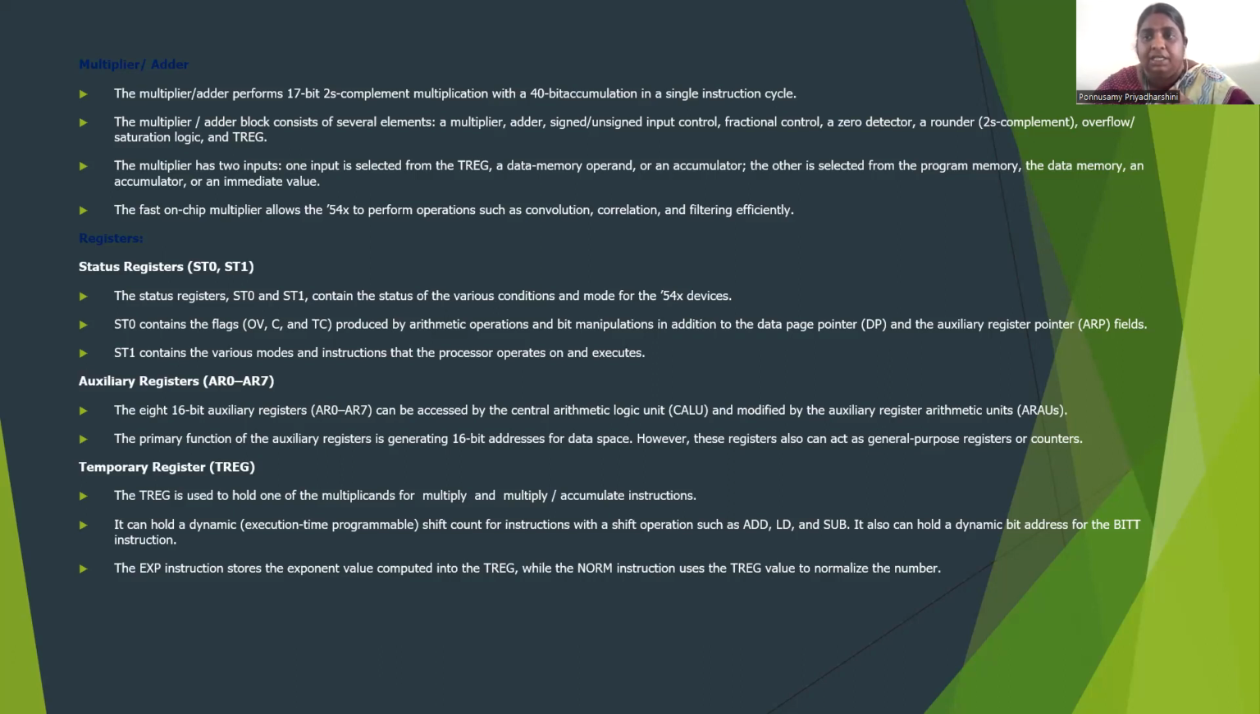Auxiliary register. The eight 16-bit auxiliary registers can be accessed by the central arithmetic logic unit. The primary function of the auxiliary register is generating 16-bit addresses for the data space. Temporary registers are used to hold one of the multiplicands for multiply and multiply-accumulate instructions. It can hold a dynamic shift count for the instruction. The instruction stores the exponent value computed into the register.